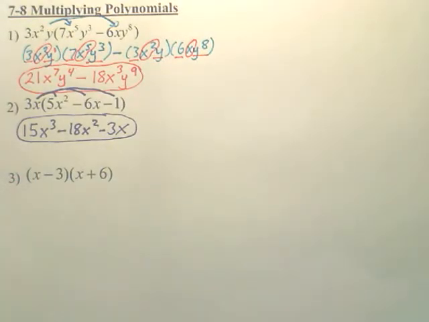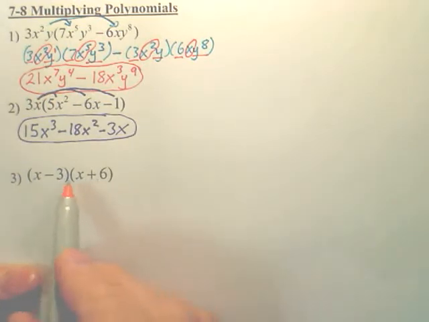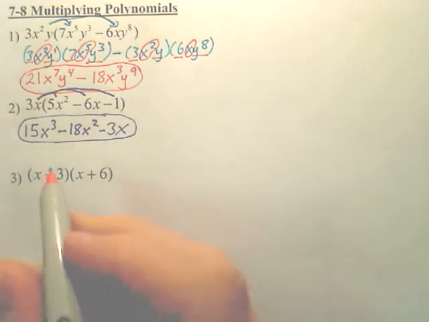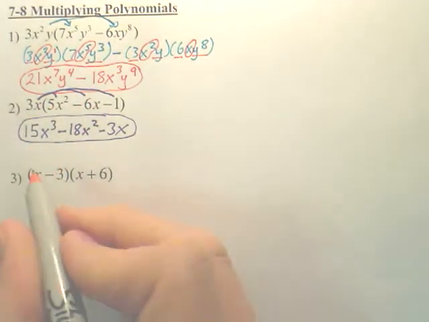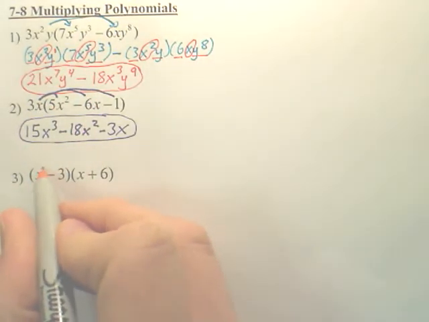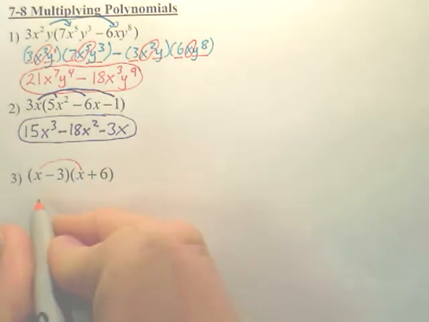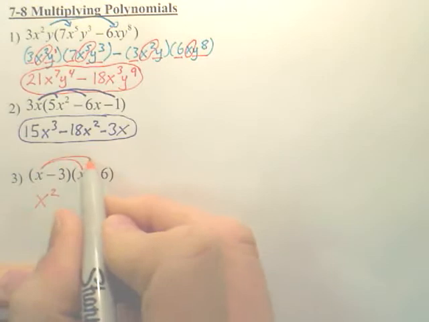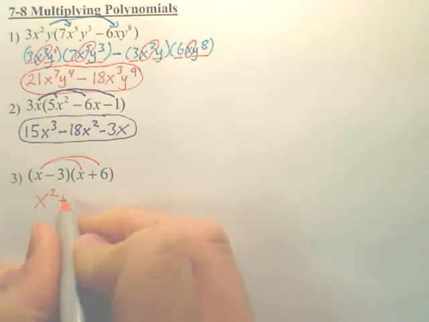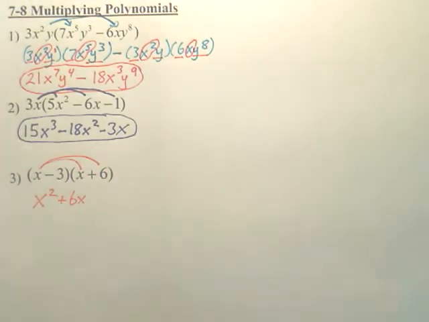Alright, the last one, we're going to multiply these two binomials. There are multiple ways of doing this, but we're going to start it off with something called FOIL. It's kind of like distributive property, kind of like twice. So basically, here's what we do. We multiply the x times the x. That will give us x squared. And then we multiply the x times the 6. That will give us 6x.